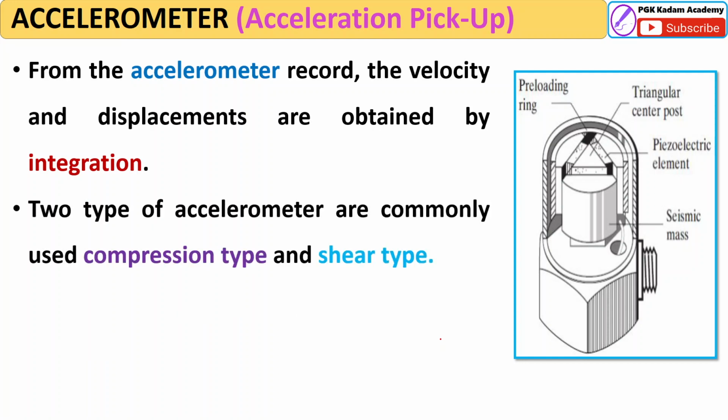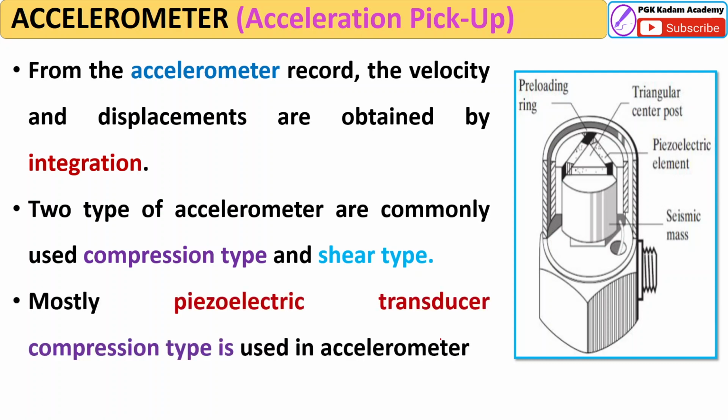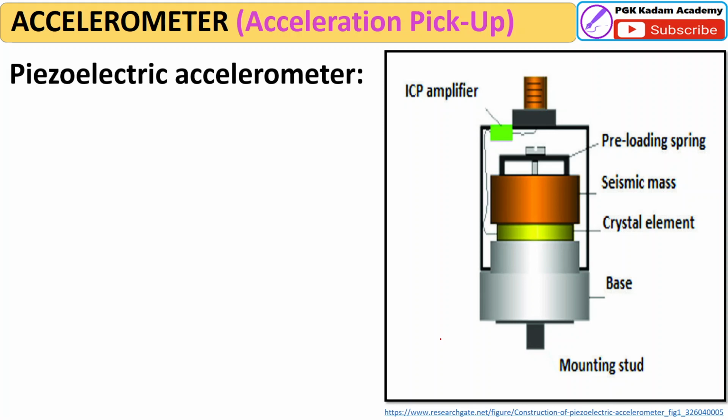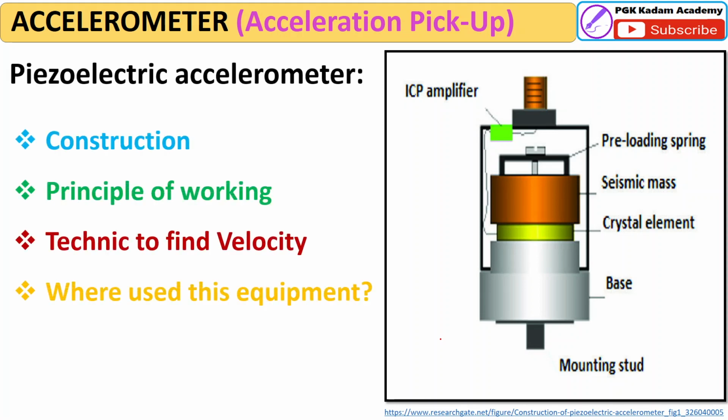Two types of accelerometer are commonly used: compression type and shear type. Mostly the piezoelectric transducer of compression type is used for the accelerometer. So we are going to learn this piezoelectric accelerometer: its construction, principle of working, the technique to find the velocity or the acceleration from this equipment, and where this equipment is used.